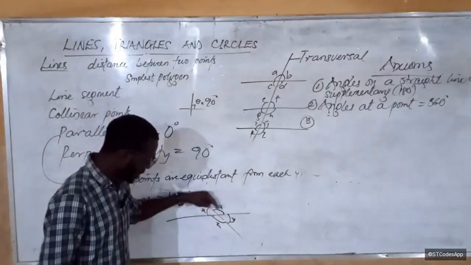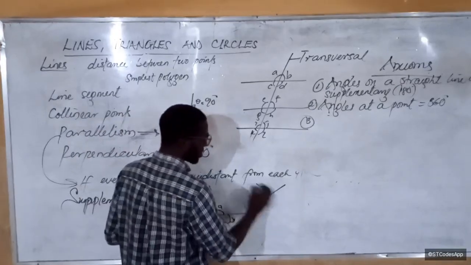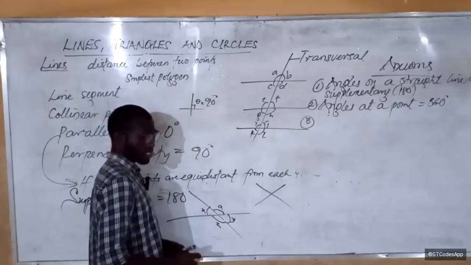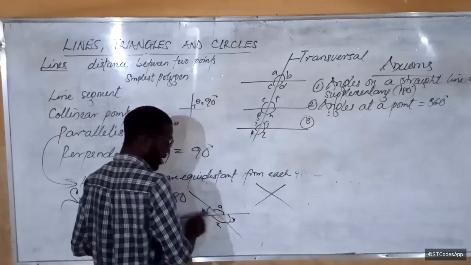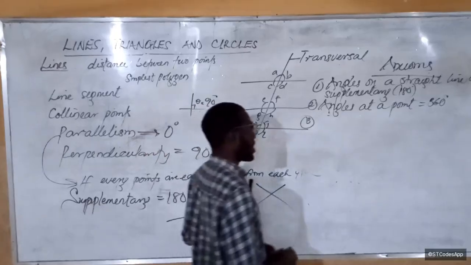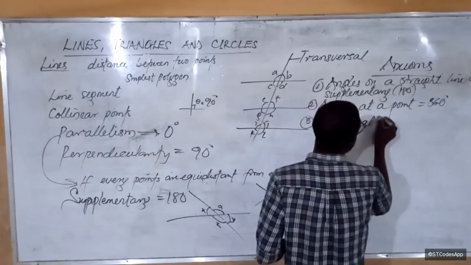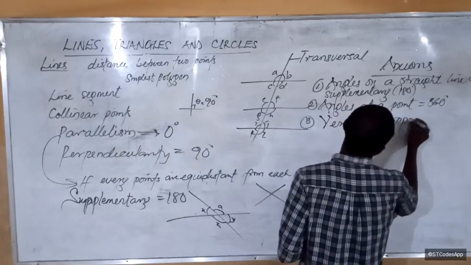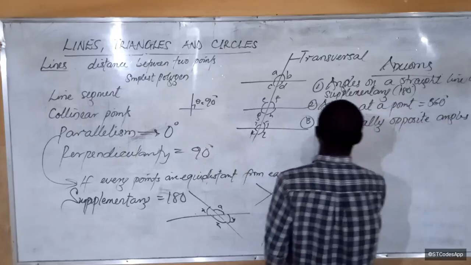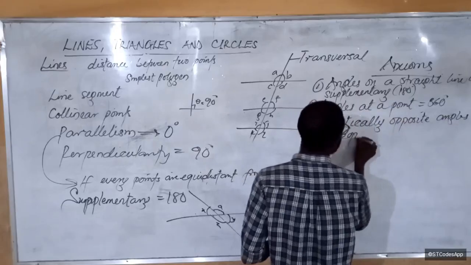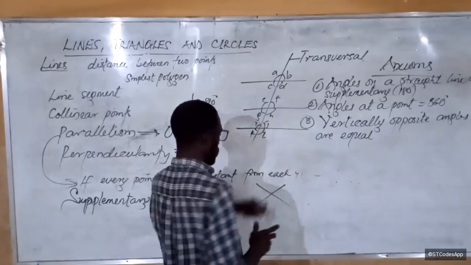So we call these angles, and just look out for where there is a crossing. Do you understand? Where you notice a crossing, that is where this axiom will work. And the axiom is what? Vertically opposite angles are equal. And I told you about the shorthand, right? You must know how to write them in shorthand, okay? Good, so we are done with that.